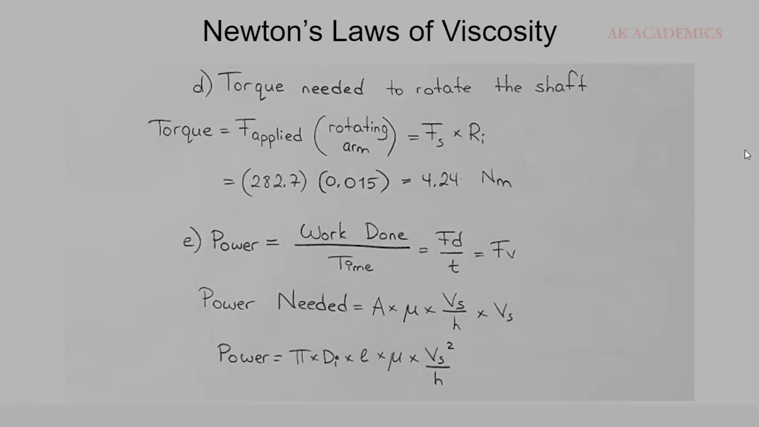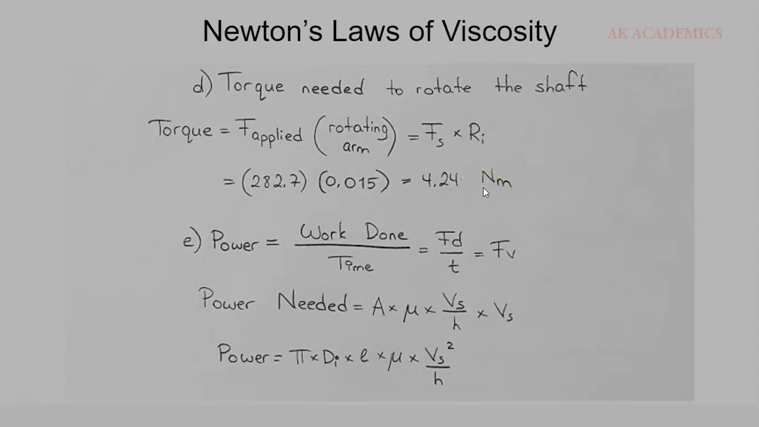So the torque will therefore be equal to the force applied multiplied by the rotating arm. The force applied, we calculated that to be 282.7. The radius will be equal to 0.05. So what we should have in here should be 0.05, not 0.015. All right, so this should be 0.05. You may want to change that. Multiplied by 282.7, and that gives us 4.24 newton meters if you multiply that out.